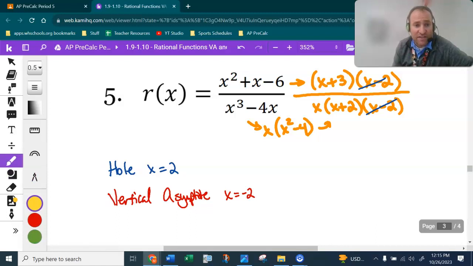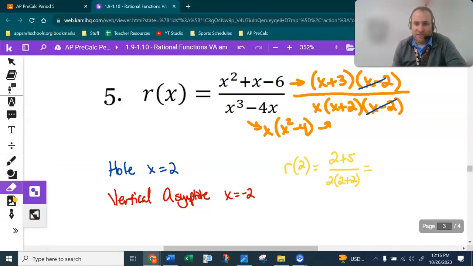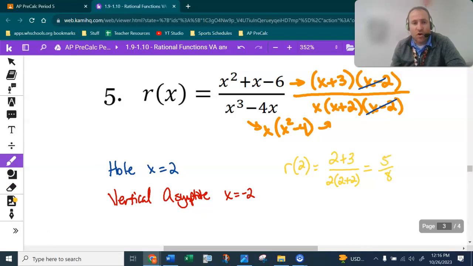So if I take that 2 and substitute it back in, we can evaluate r of 2. We've got 2 plus 5 divided by whatever 2 times 2 plus 2 is, and that is going to give us 7. Scratch that, I got ahead of myself there. That's really 3 in the denominator, so our hole will be located at 2 comma 5 eighths.